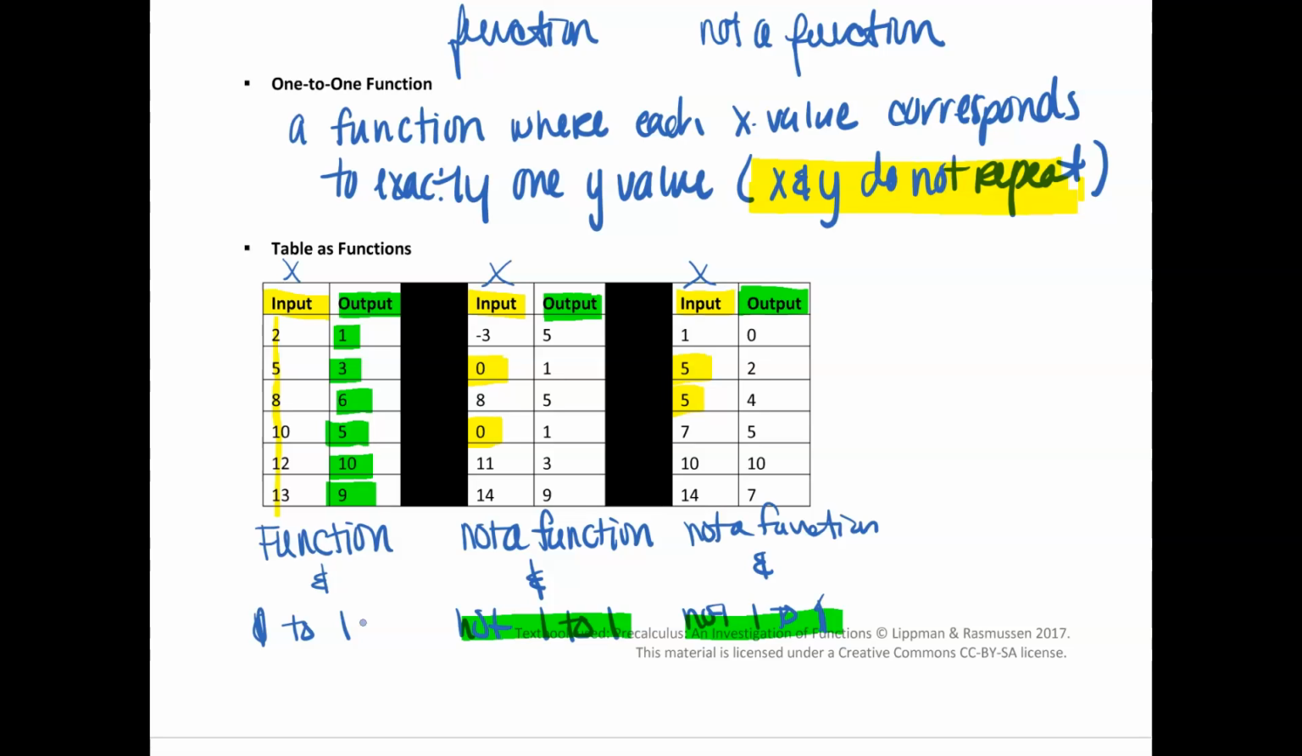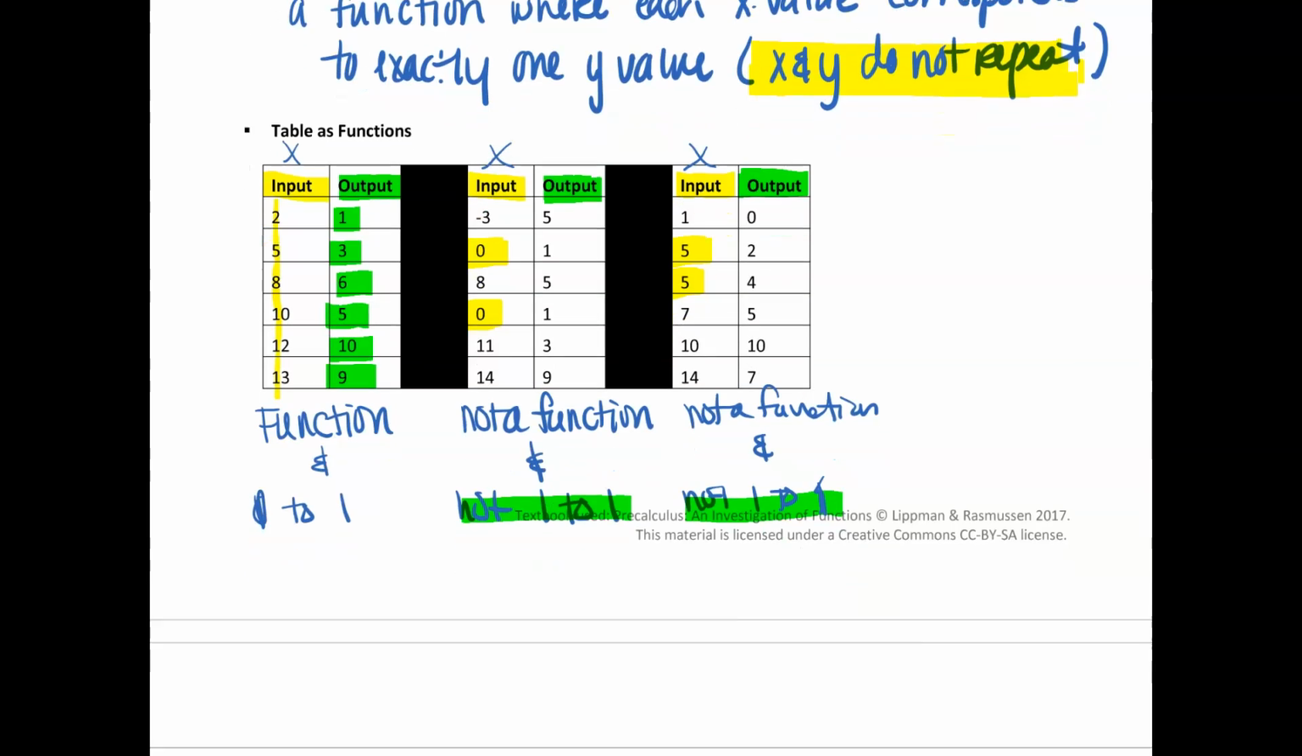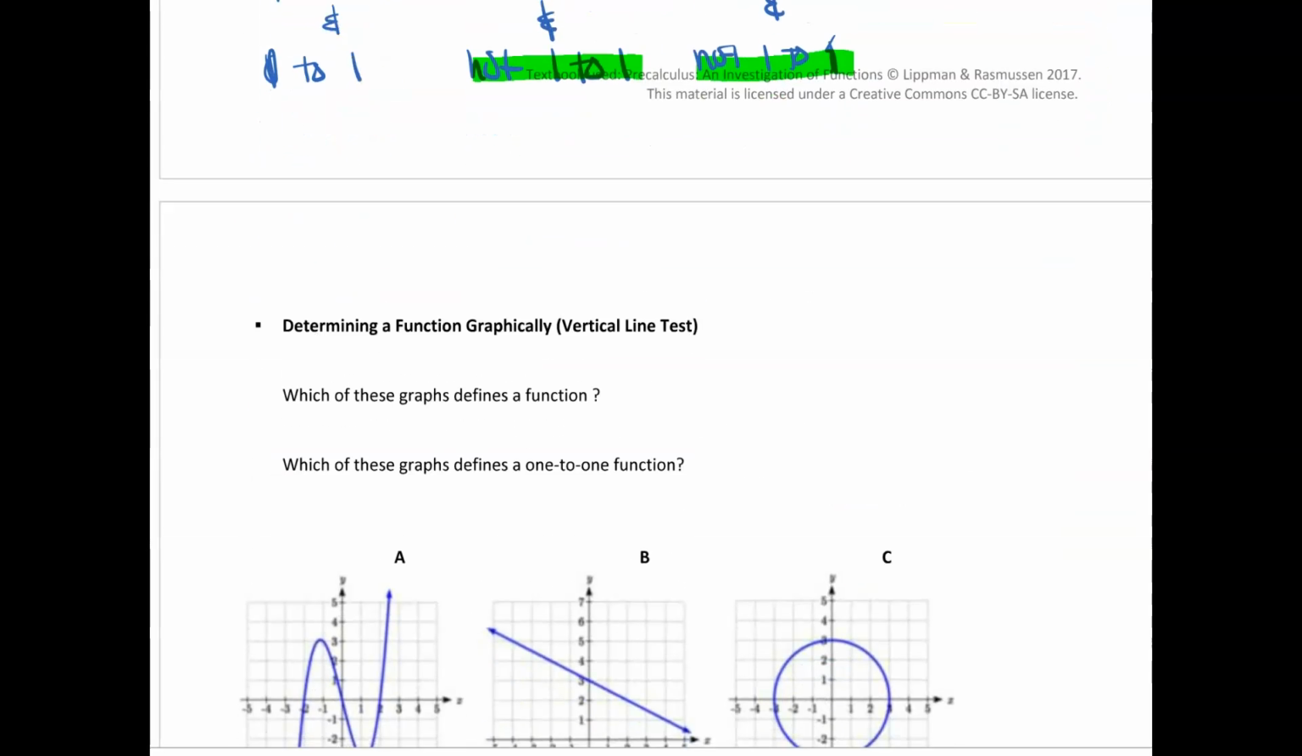In your homework, these are some of the things that you're going to have to do. You're going to have to analyze the data, and based off what is given, figure out, is this a function or is it one-to-one? Now there are other ways of figuring out if they are functions or one-to-one. These are just on diagrams and tables. So let's roll into the next part here.